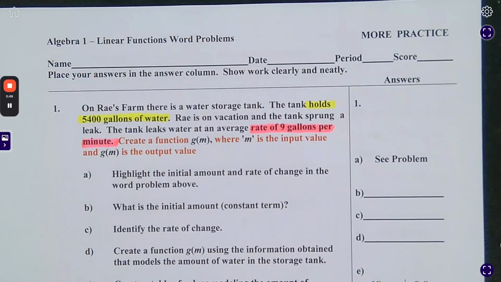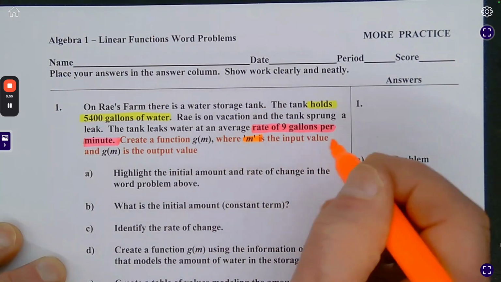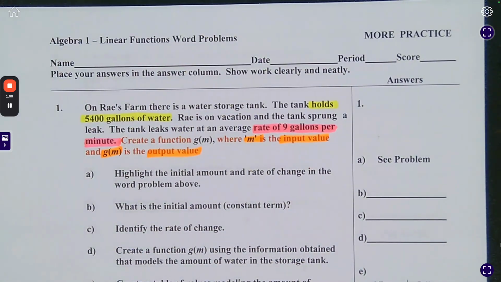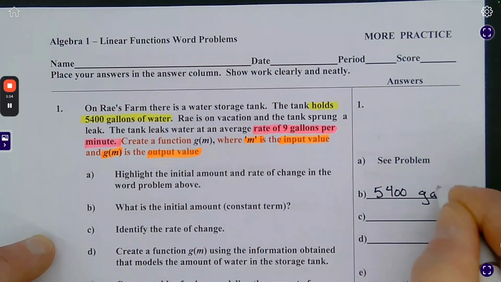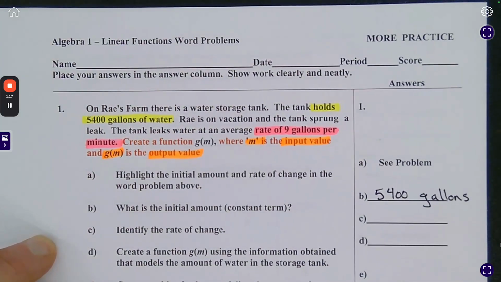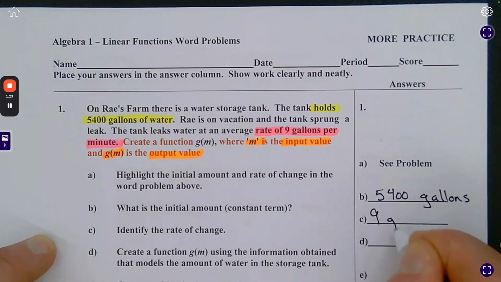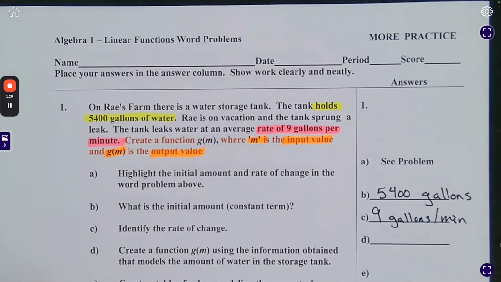Create a function, g of m, where m is the input value. All right, so m is the input, and g of m is the output. All right, let's do it. Highlight the initial amount and the rate of change in the word problem. Hey, I already did that. What is the initial amount? Okay, the initial amount is 5,400 gallons of water. Identify the rate of change. The rate of change is 9 gallons per minute. All right. This is not bad.